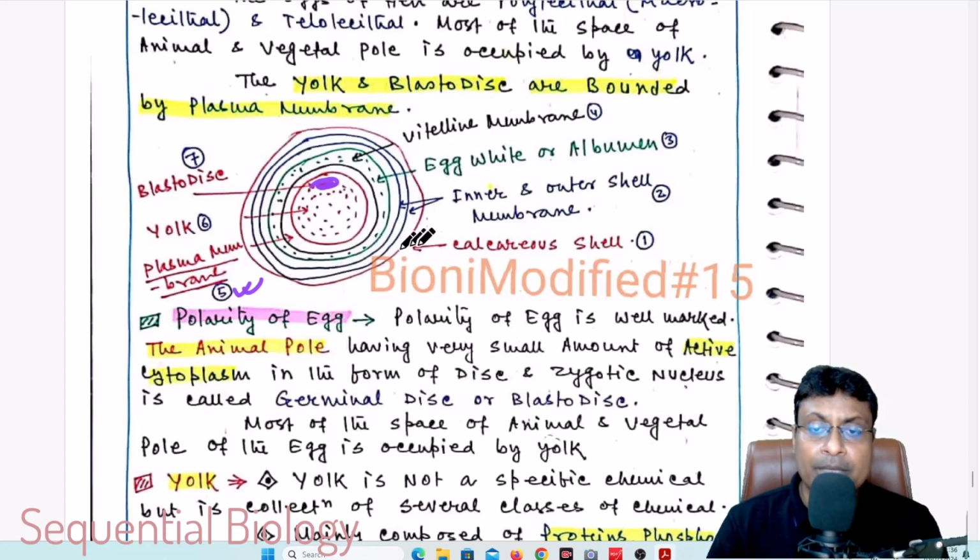Just outside of this chicken egg, there is a calcareous shell. So this is the calcareous shell. Many porous structures can be found. This is the first layer from outside to inside, the calcareous shell, and this protects the egg, right?